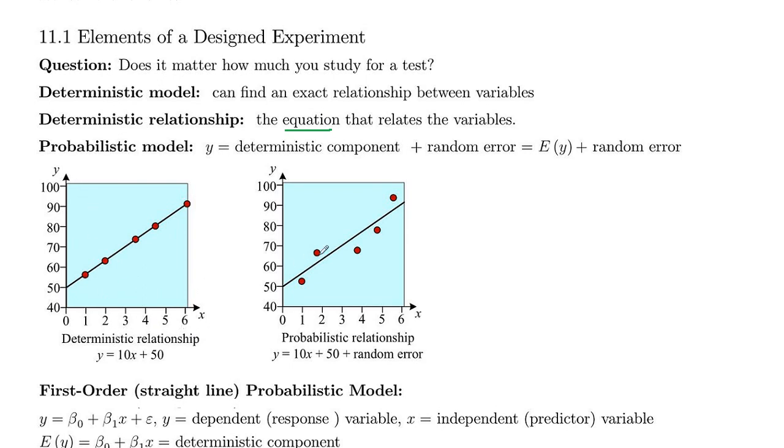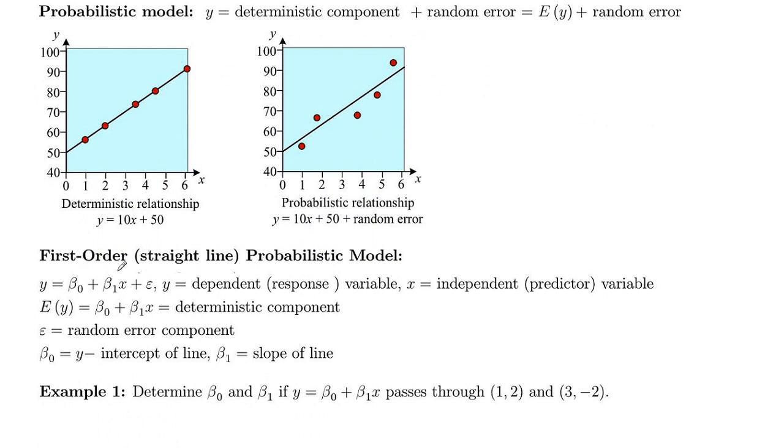However, in real life, our data does not necessarily lie on a line. So what we want to do is find sort of the best estimating line that's going to go down through the middle of that data. So this is a picture of a probabilistic relationship, which is 10x plus 50, that same line, plus some random error. And that random error here is denoted by the vertical distances of those points off the line.